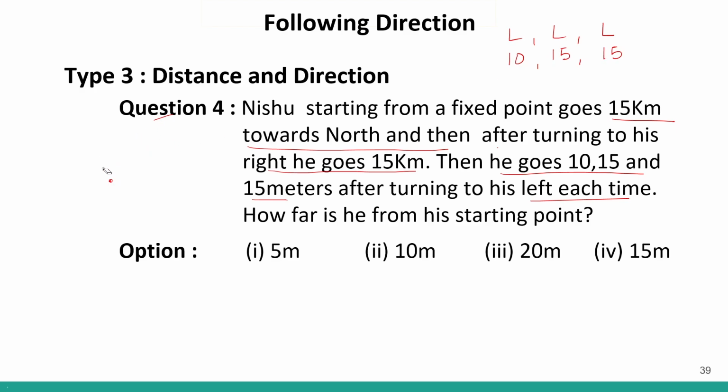So let us do that. Let's say this is the starting point. He went for 15 meters, and then he turned right to go 15 meters, right? Then he took a left, so in this direction goes 10. Then he took a left, then went 15, and then he took a left and went 15. So here he'll get here. How far is he from the starting point? So if this is the starting point, 15 would be this, 10 plus 5. So from the starting point he would be 15 minus 5, that is at a distance of 10 meters. So option number 2 will be your correct answer.